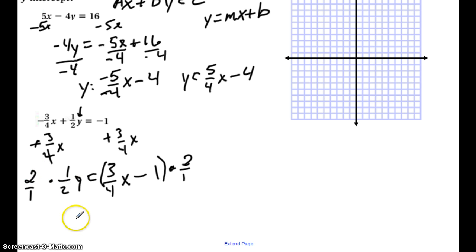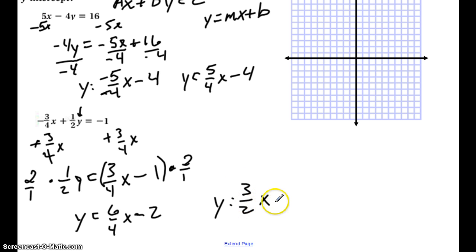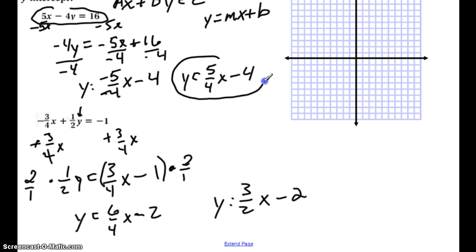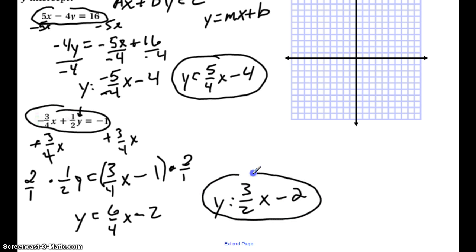This is going to simplify to 1y, and let's multiply everything by 2 into this parentheses, and that's going to be 6/4 x minus 2, and simplify 6/4, y equals 3/2 x minus 2. So you can see that we went from this standard form up here to this slope-intercept form, and went from standard form here to this slope-intercept form here.